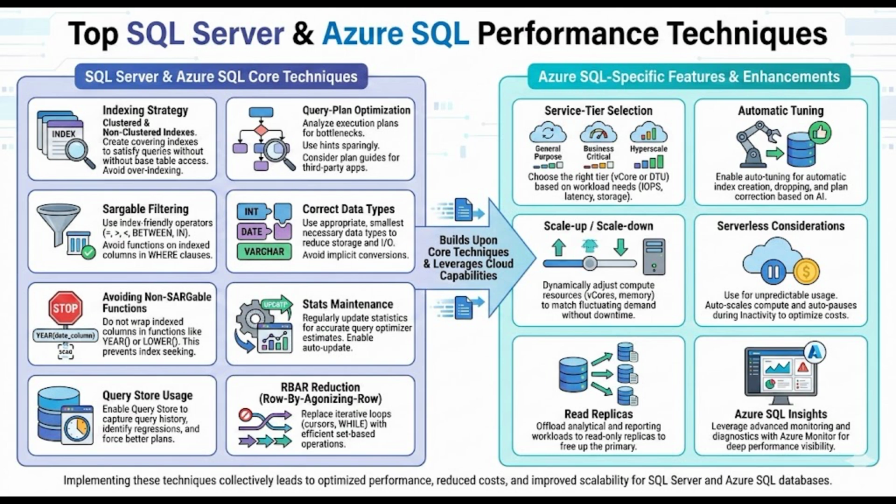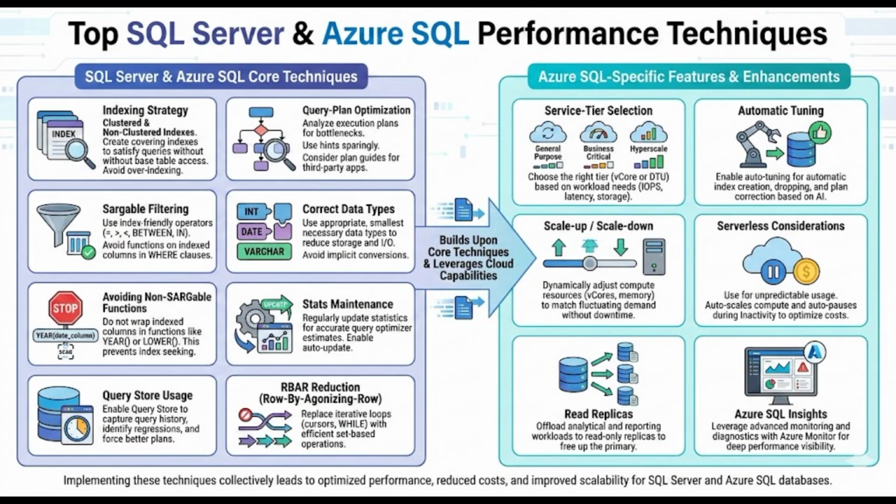Describe how you'd enable automatic tuning via Portal, ARM template, or T-SQL: ALTER DATABASE CURRENT SET AUTOMATIC_TUNING (FORCE_LAST_GOOD_PLAN = ON, CREATE_INDEX = ON, DROP_INDEX = ON). Emphasize that you still review suggested indexes, especially in write-heavy systems where too many indexes hurt DML performance.